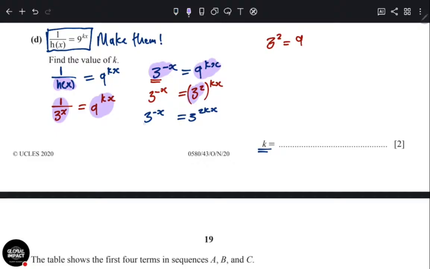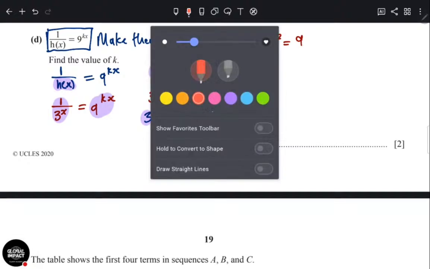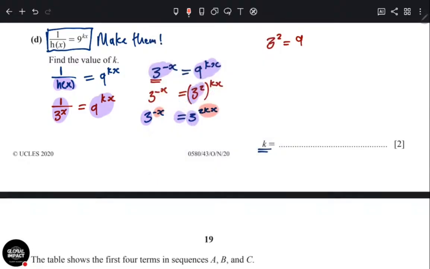Now look here. 3 and 3. Well done. They are equal. So it means now the powers should also be equal. So now you are going to say here, negative x is going to be equal to 2kx, because we want to find k. The base is the same and they are equal to each other, so the powers should be equal. So now let's find k.